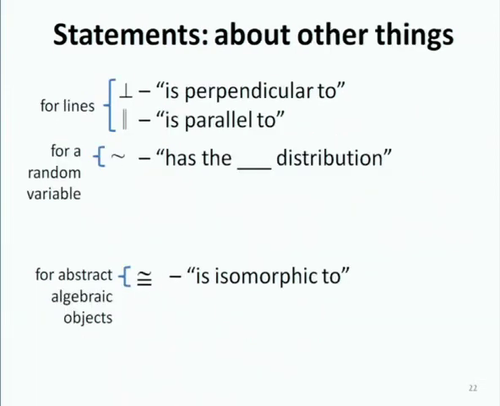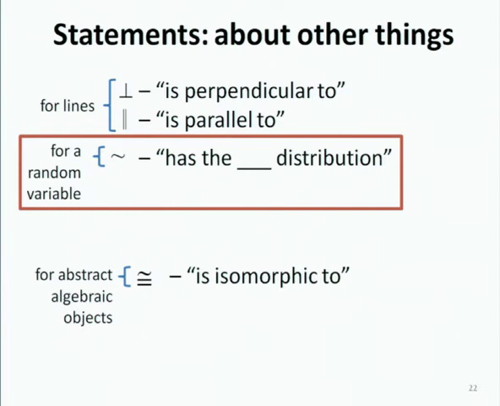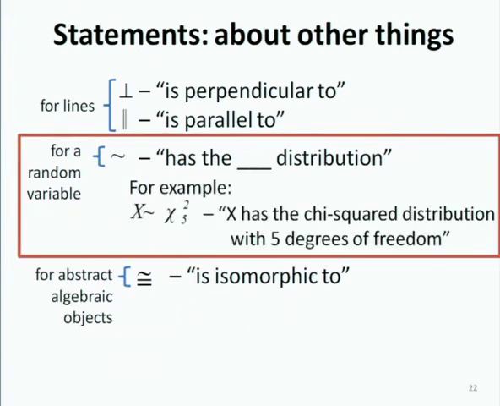And these are statements about other things that probably won't come up very often, but that symbol there means "is perpendicular to," and 2 double up and down lines means "is parallel to." They'd be used for lines. That symbol there is used for a random variable, and it means "has the whatever distribution." So you can say X has the chi-squared distribution with 5 degrees of freedom. You could also read it aloud as "is distributed according to."